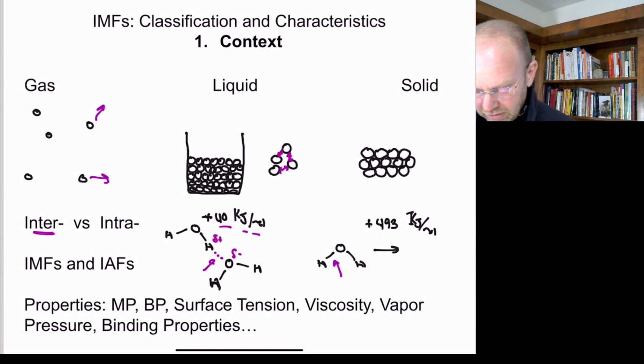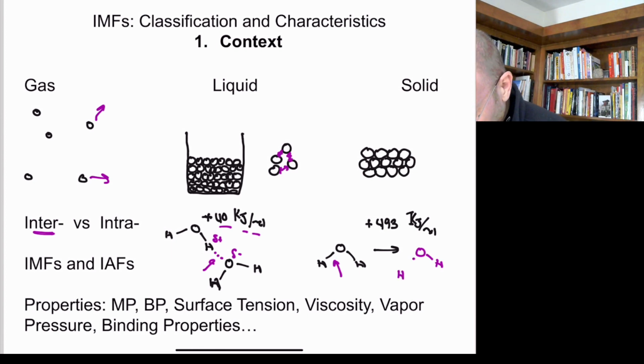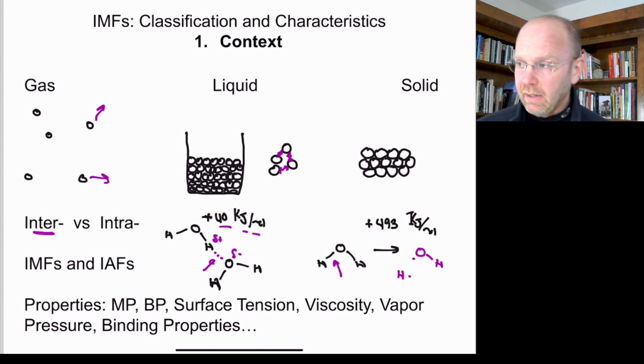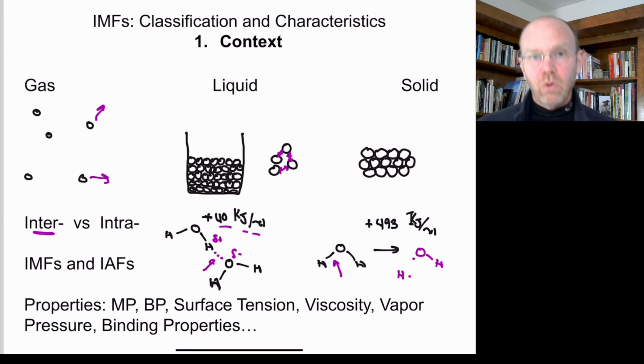And so if we imagine, say, taking a water molecule and breaking one of the oxygen-hydrogen bonds, for example, to leave behind an oxygen radical and a hydrogen atom like that. So we've taken the two electrons that made that bond and just pulled it apart. The force required for that is much, much higher, 493 kilojoules per mole. So it's an order of magnitude more energy.